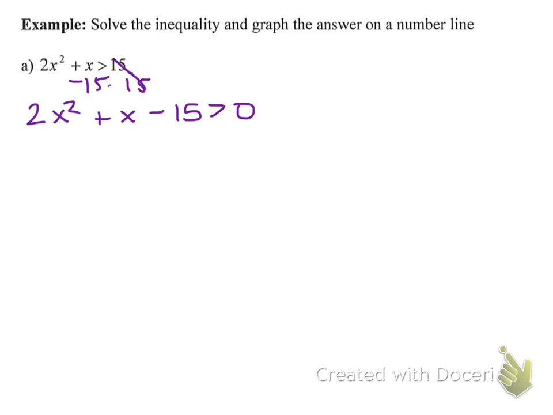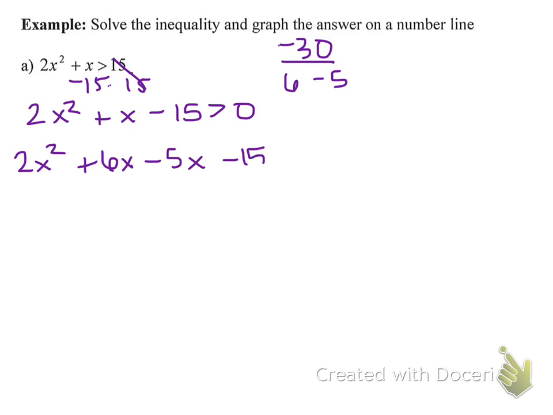Obviously, we would always test to see if it's factorable, so a times c is a negative 30. So my combination that I'm going to use is a 6 and a negative 5. So I'll have 2x squared plus 6x minus 5x minus 15. Again, those of you who do the box method, go ahead and put these 4 terms inside the box and you're going to be finding the outside.